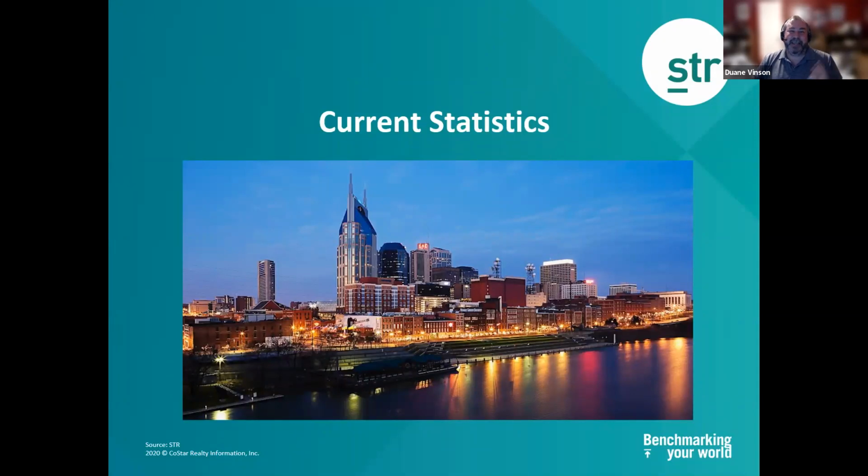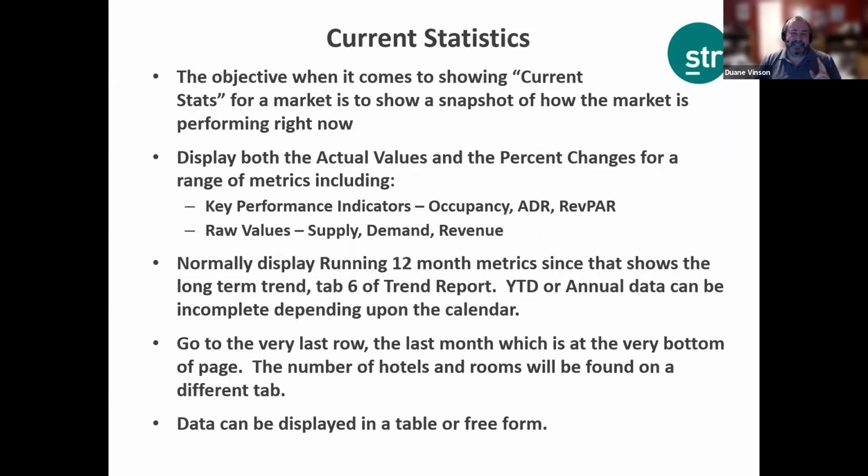That gets us to the second component, and that's current statistics. Now, the current statistics, this is one slide. This is a snapshot showing the current performance for the market. We're going to display both the actual values and percent changes, our key performance indicators, right? Our occupancy, ADR, and RevPAR, as well as our raw values, the room supply, room demand, and room revenue.